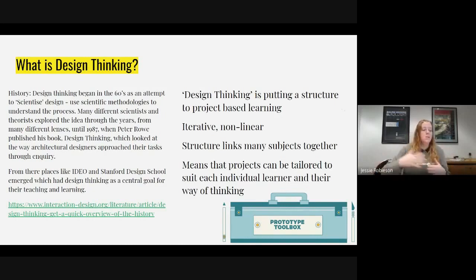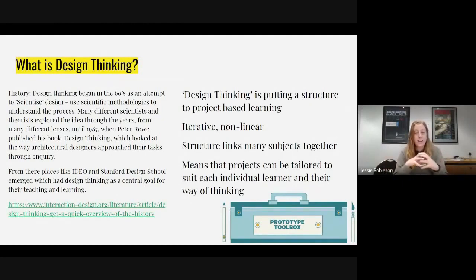It went through lots of different places, not just architecture. There was computer science. There were many, many different places that were looking at different ideas of design until about 1987 when Peter Rowe published his book Design Thinking, which was the first time it kind of came out as a thing, essentially. And that looked at the way architectural designers approached their tasks through inquiry. From there, we had places like Ideate and Stanford Design School emerge where design thinking became a central goal for their teaching and learning. It was the way that they taught. I put a little link down there so you guys can see a little bit more.